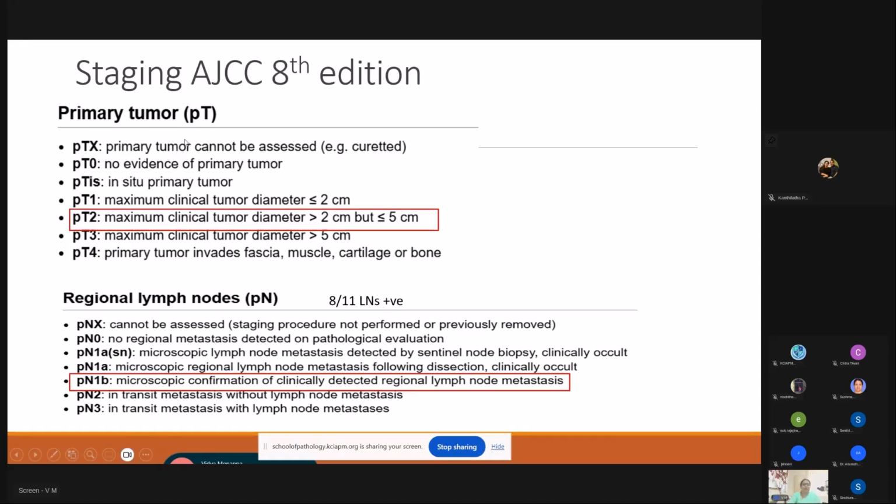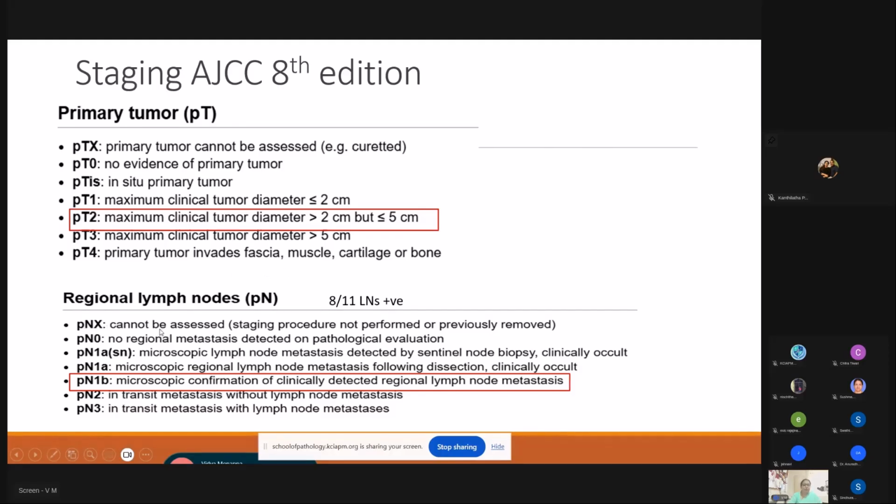Lastly, about staging. Now you have this based on the size of the tumor. Less than 2 centimeters is pT1, 2 to 5 centimeters is pT2. Our tumor fell in this category. pT3 will be more than 5 centimeters, and pT4 when it invades the adjacent bone, cartilage, etc.